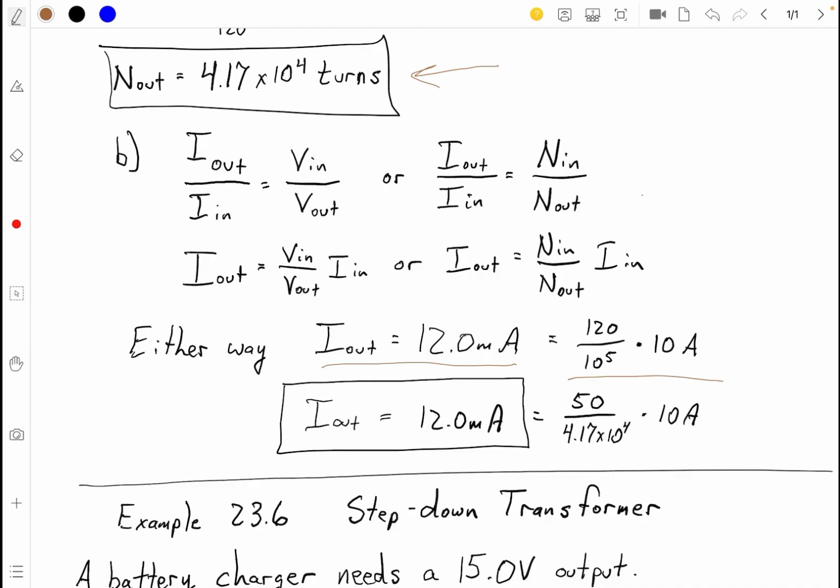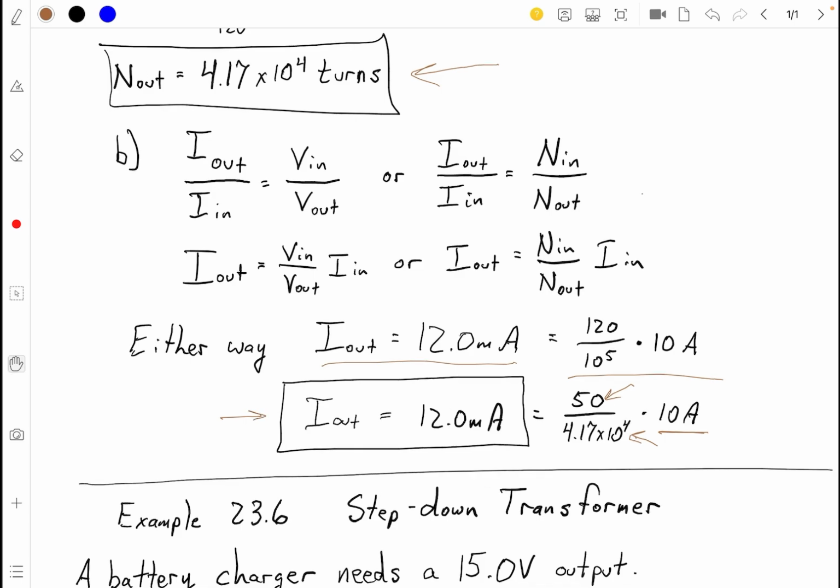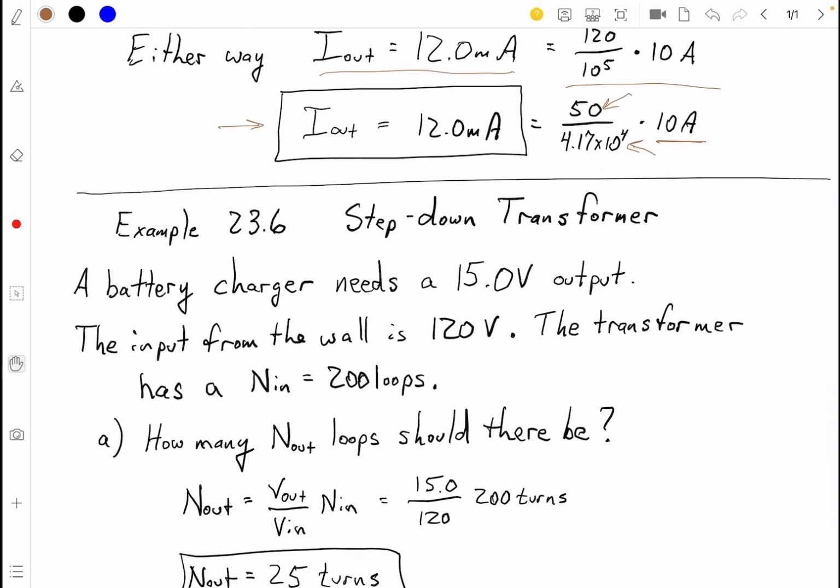I out, we could do the same thing with the number of turns. This is our 50 turns on the inside, and this is our 41,700 turns on the outside, and then times our amps. Either way, you're going to get this as your answer. Okay, so you can try it. Plug it into your calculator and make sure that works out.